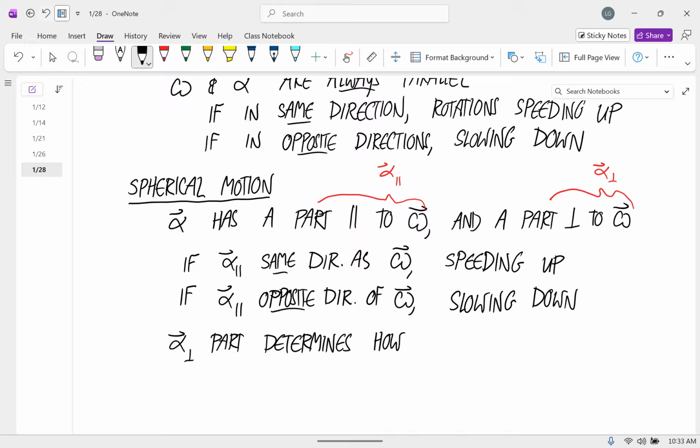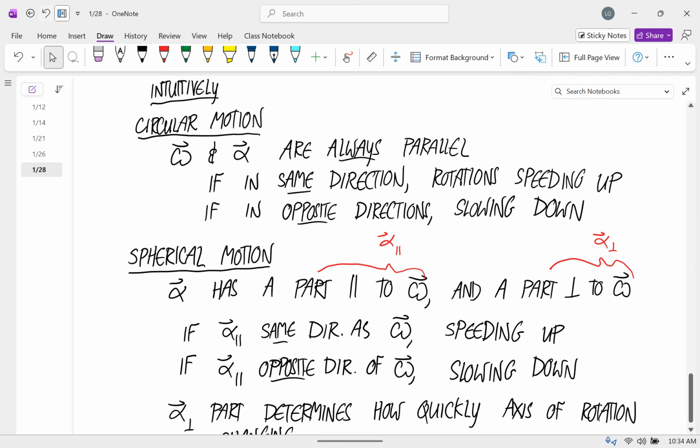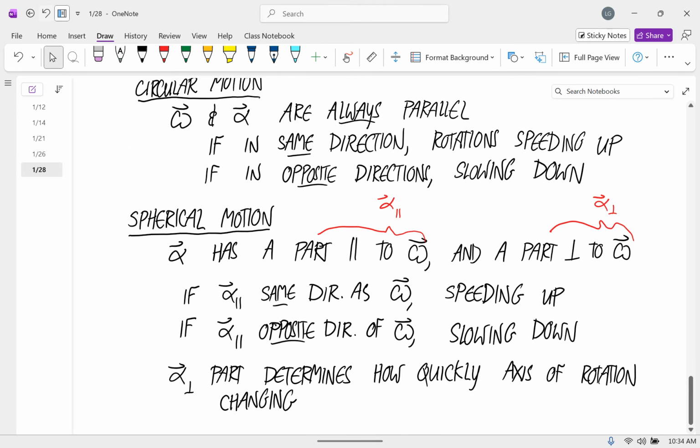This determines how quickly the axis of rotation is changing. So you get sort of how quickly it's moving away from circular motion into other planes. Okay, so that's all for intuition. Really, you won't need that intuition in this class, but if you're curious about it, that information is here. You can sort of try to wrap your head around it.